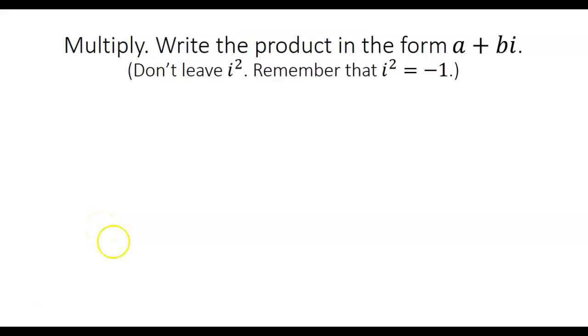Okay, now we are multiplying complex numbers together, and we always want to leave the answer in standard form. That is the form a plus bi. And that means that if you have an i squared anywhere in your answer, don't leave it like that. Remember that i squared is -1.